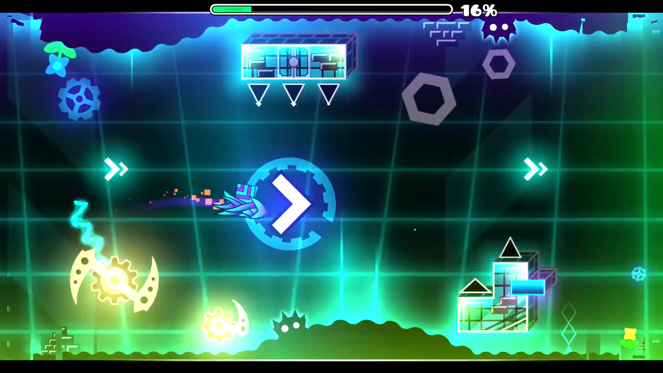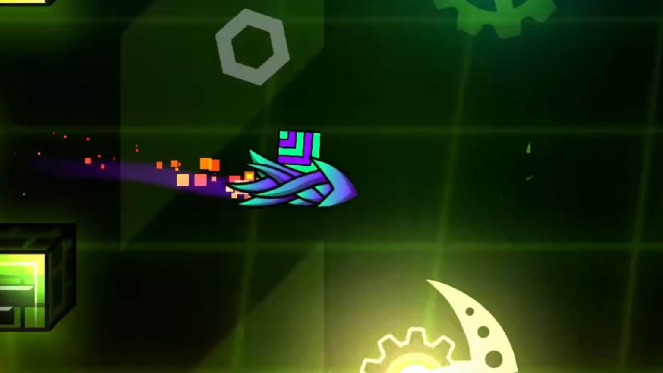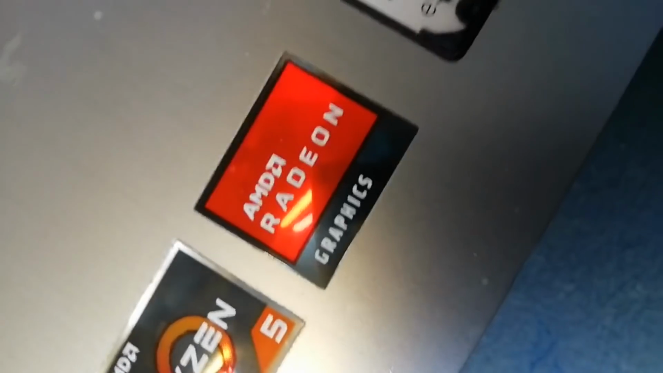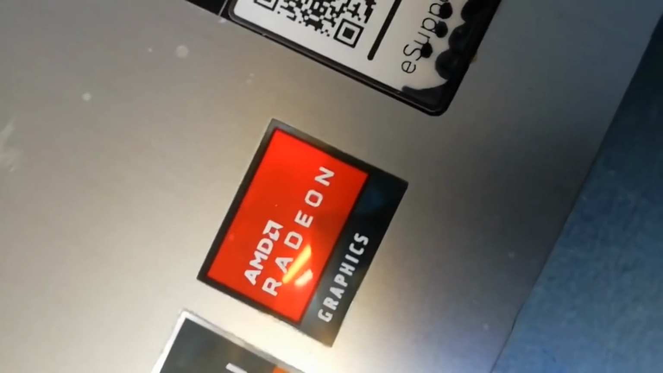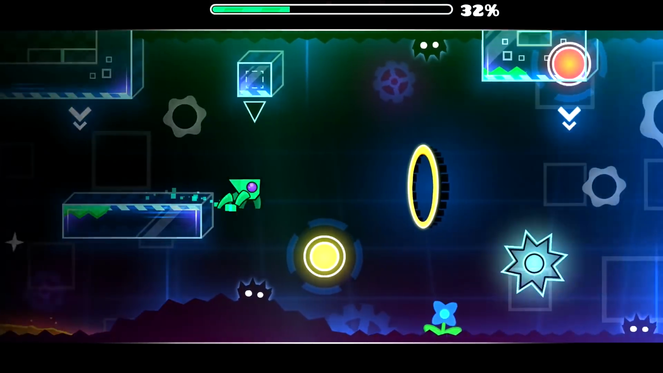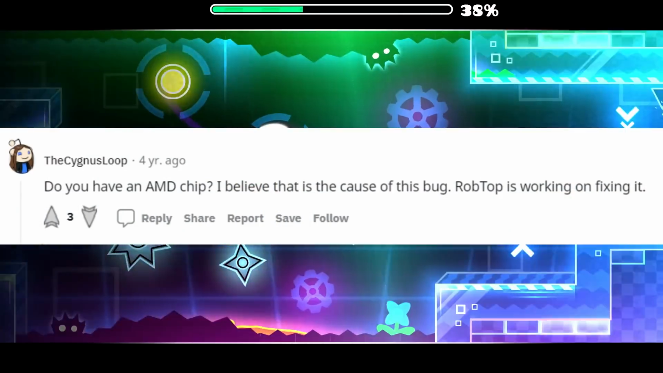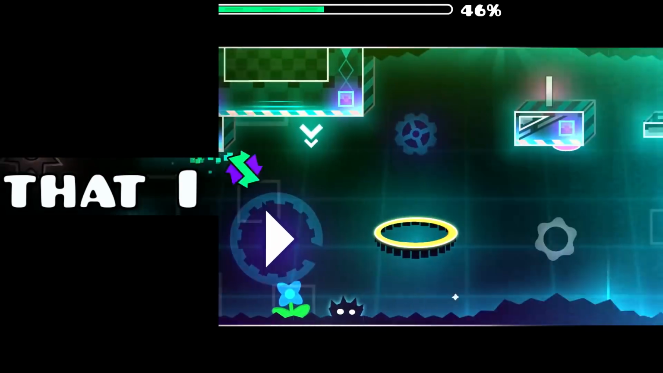However, the reason why this happens is not the game's fault. It is yours. Let me quickly explain. If you have an AMD sticker somewhere on your laptop or whatever device you're using, this bug will happen to you. For some reason, some bugs occur when using this processor and it still remains unfixed by RobTop, so let's hope he'll fix it soon. Alright, let's get into the stuff that I actually can't explain.